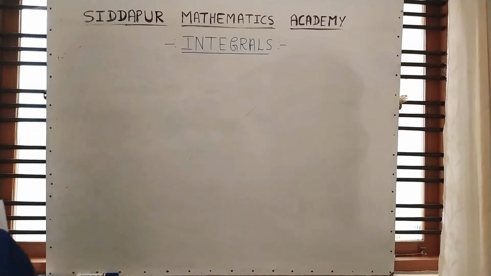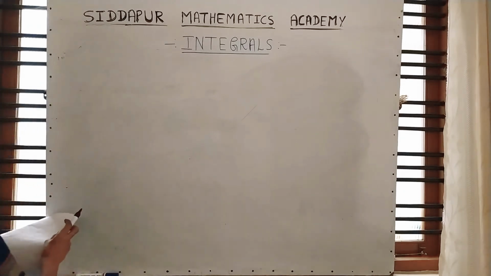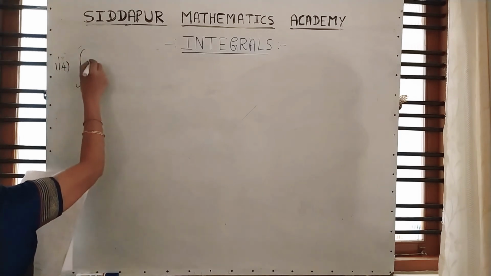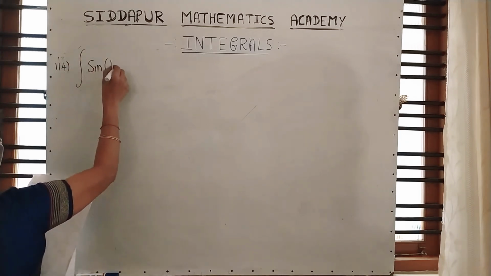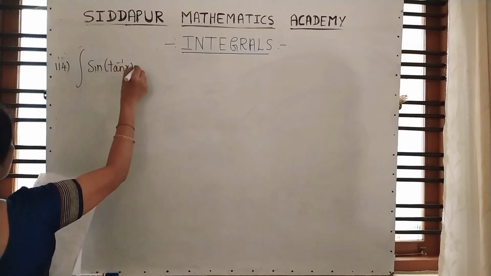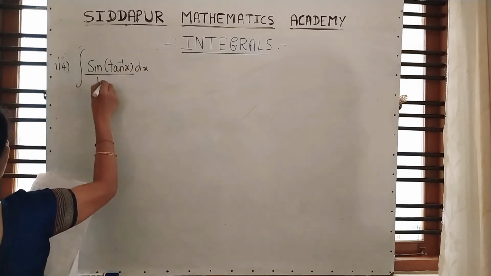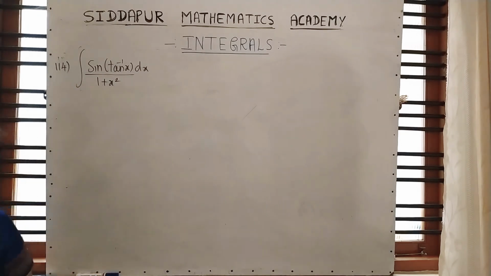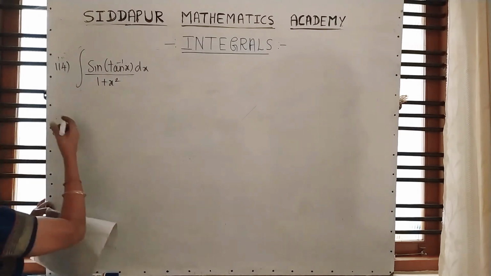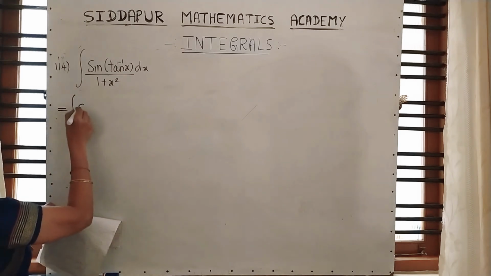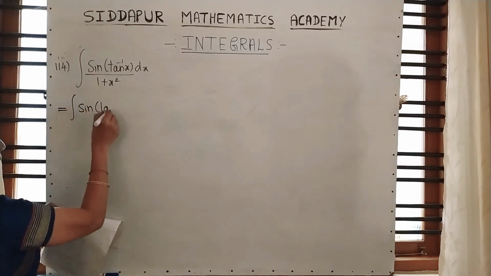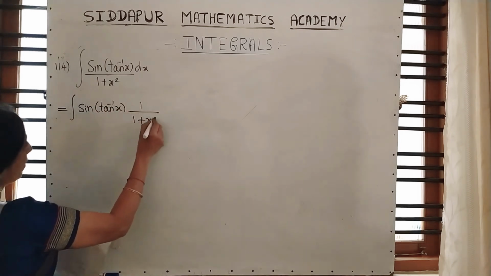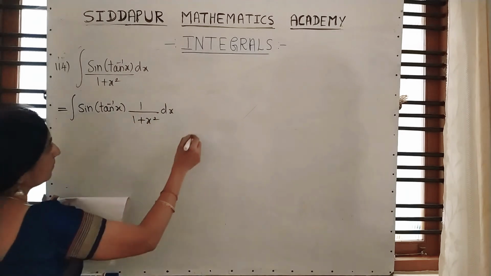Moving to the next question. Question number 114. Sin of tan inverse x upon 1 plus x square. Again, for convenience only I am rearranging them. Sin of tan inverse x, 1 upon 1 plus x square into dx.